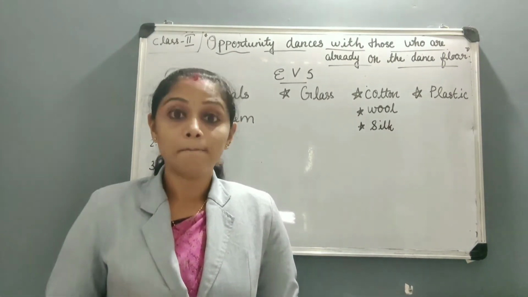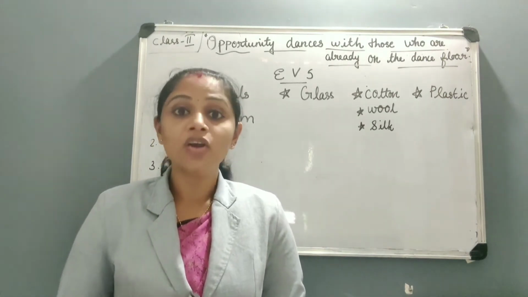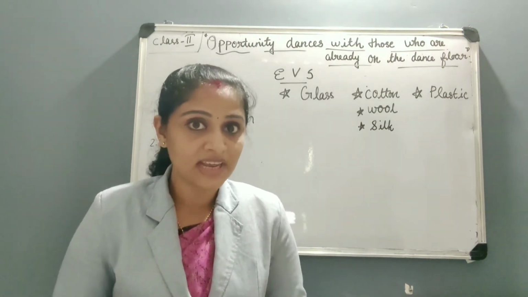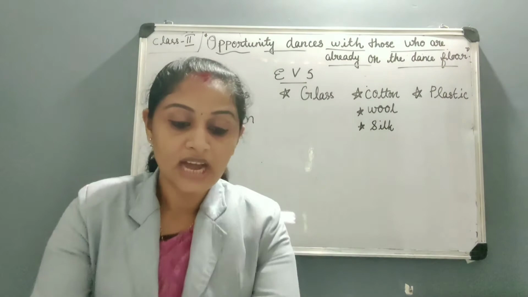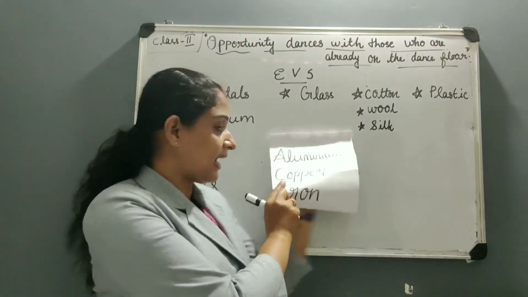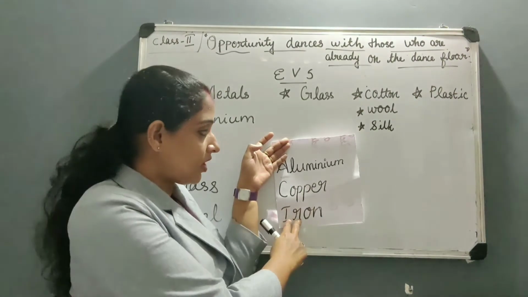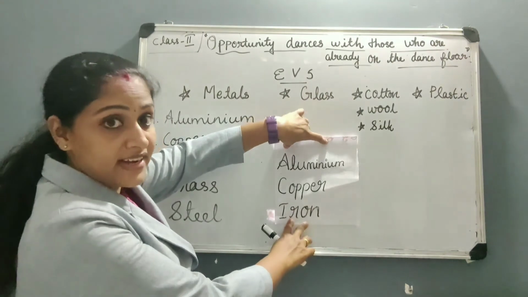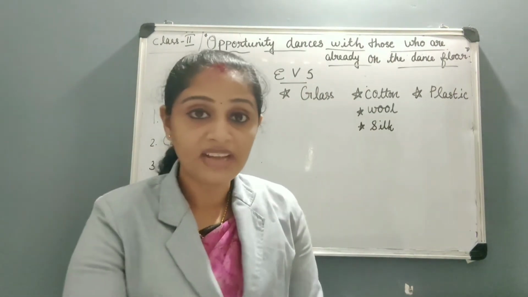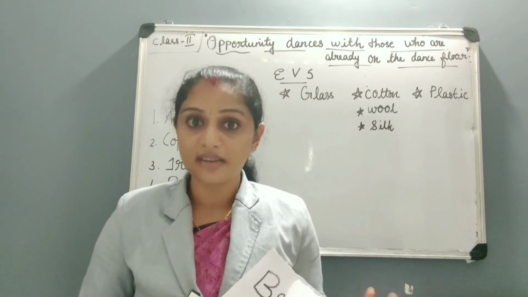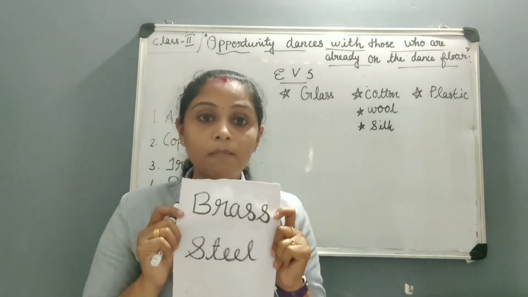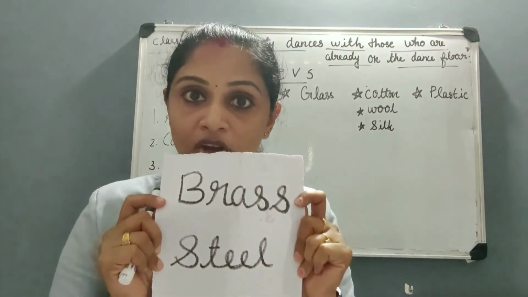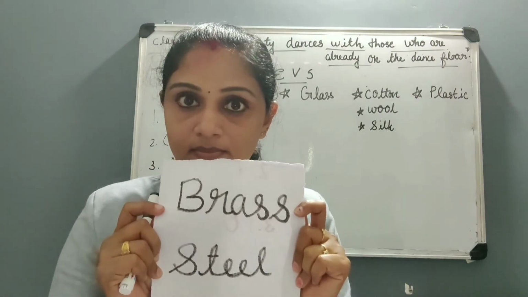So children, which are the materials we learned today? Yes, we learned about metals, glass, cotton, wool and silk. Then last one, plastic. Which are the metals we learned today? Aluminium, copper and iron. Then we learned that there are two metals that are made in the factories. Which are they? Brass and steel. Brass and steel are made in the factories because they are a mixture of some other metals.